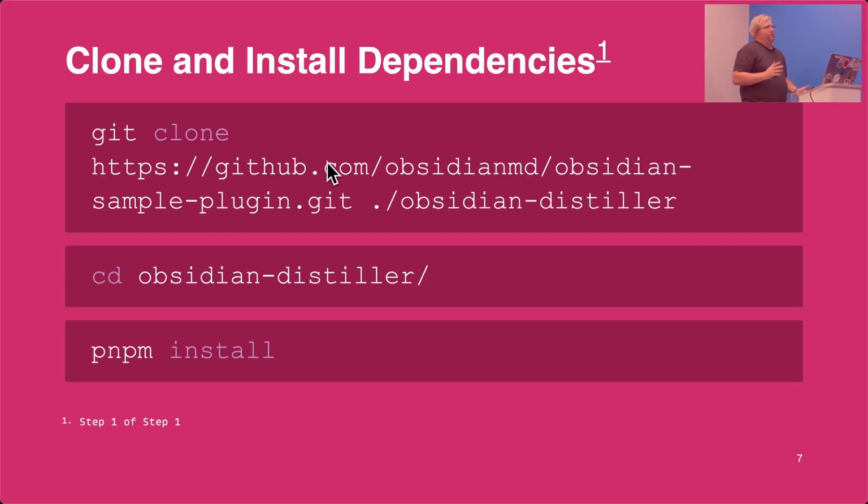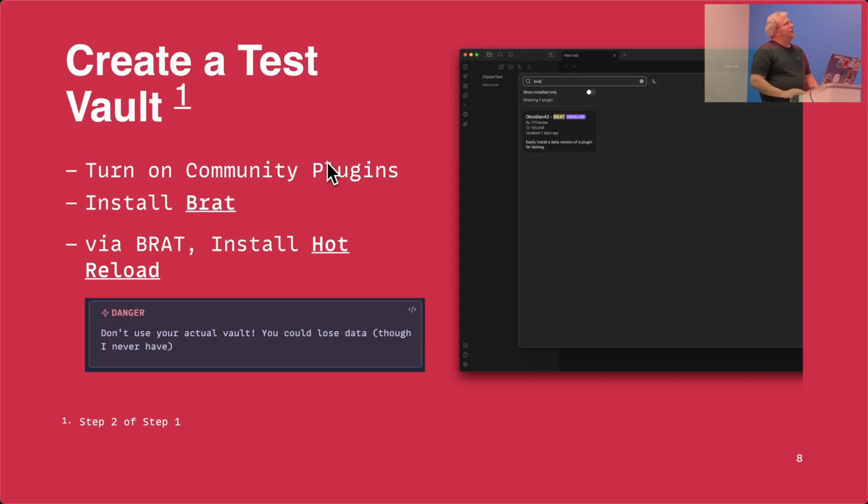All right, so for step 1, really all it is, you do a git clone of the Obsidian sample plugin to whatever it is you want to call it. In this case, it's Obsidian Distiller. CD into that directory, and then run an npm install. You could do yarn install if you want. I prefer to do npm.